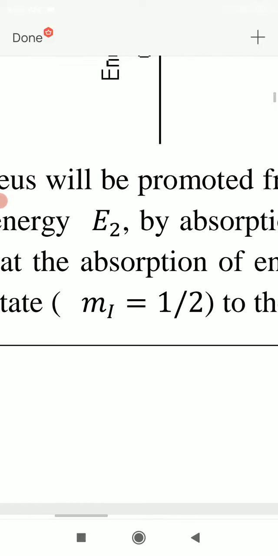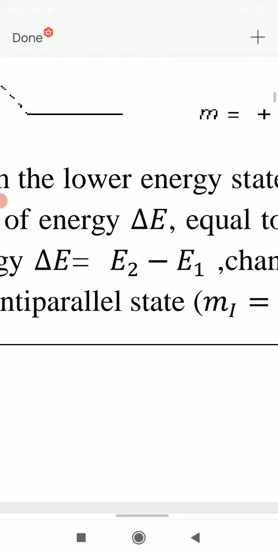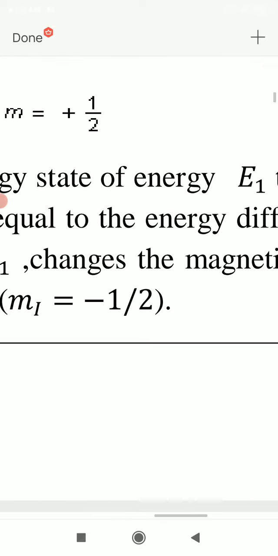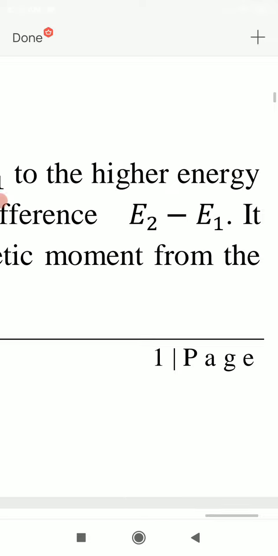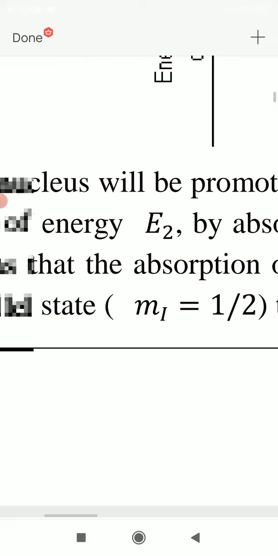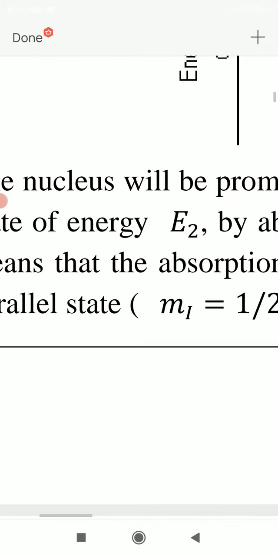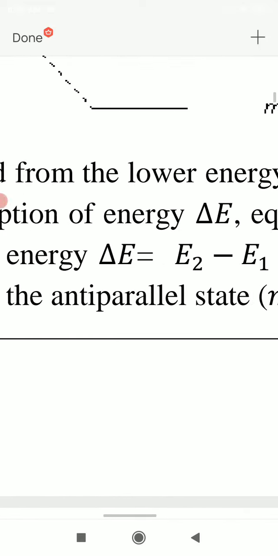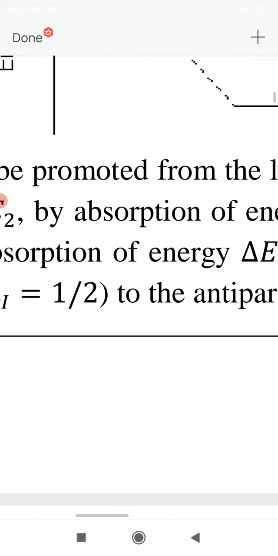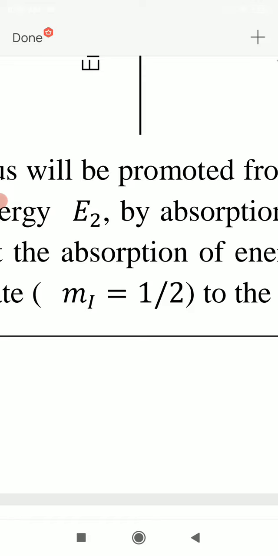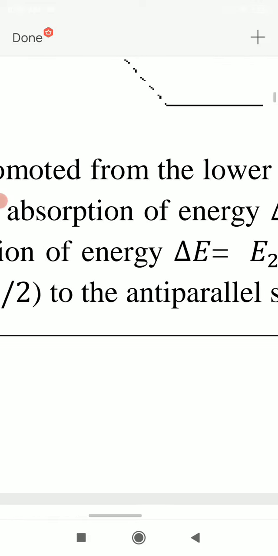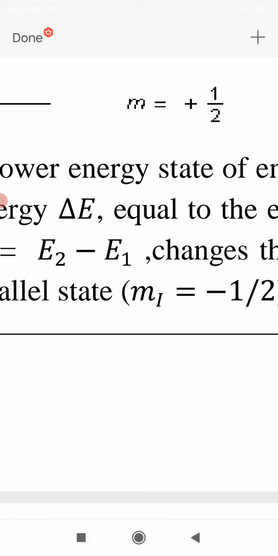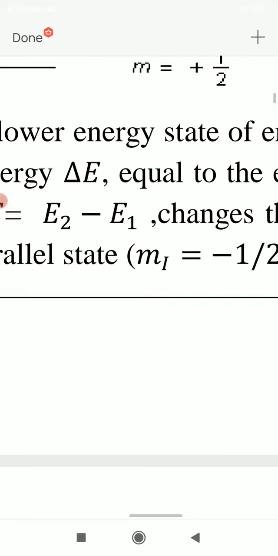It means that the absorption of energy ΔE equal to E2 minus E1 changes the magnetic moment from the parallel state to the anti-parallel state. Parallel state means Mi equal to half and anti-parallel state means Mi equal to minus half.